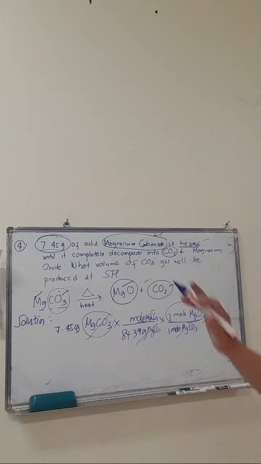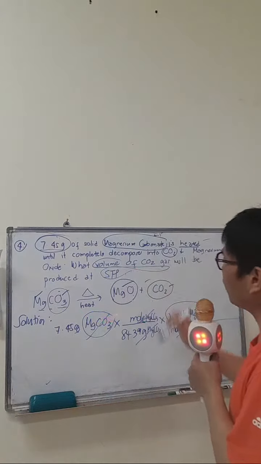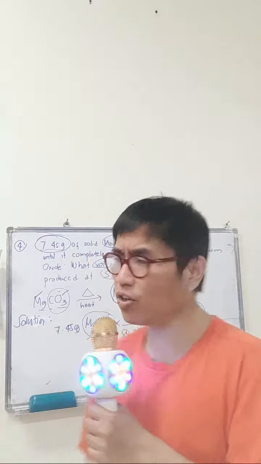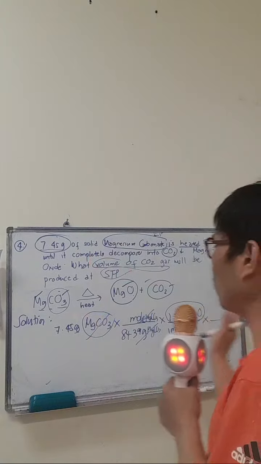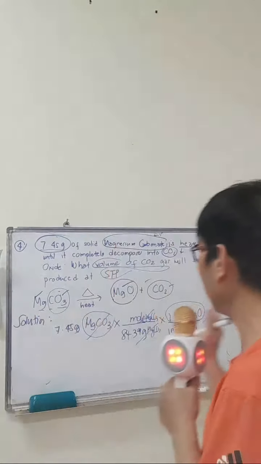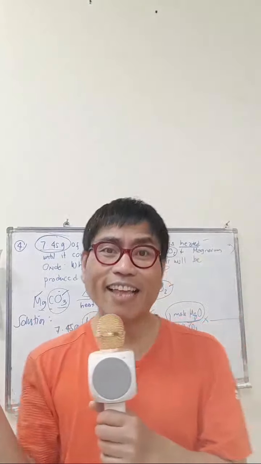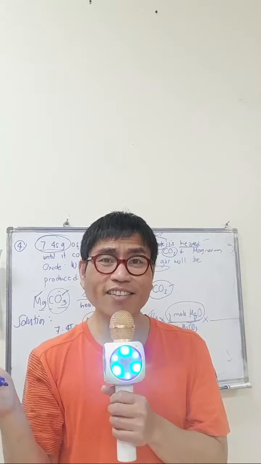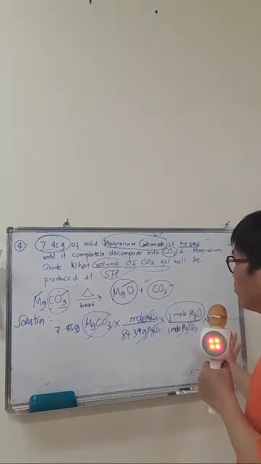Now, go back to your problem, since it asks for volume and there's an STP. So automatically, every ideal gas will occupy 22.414 liters. Meaning to say, it is the CO2 gas that will behave ideally, not the magnesium oxide or the magnesium carbonate, because they are not gases in nature. You get the point? They are not gases in nature. So take note, it will also ask what is the volume of magnesium oxide or magnesium carbonate.